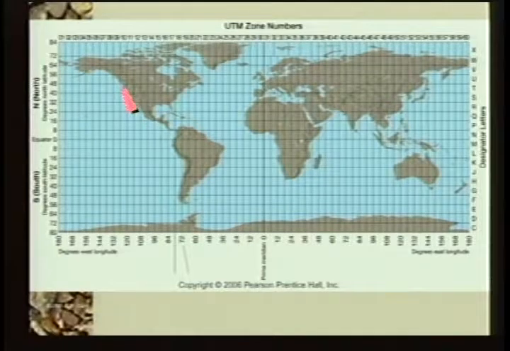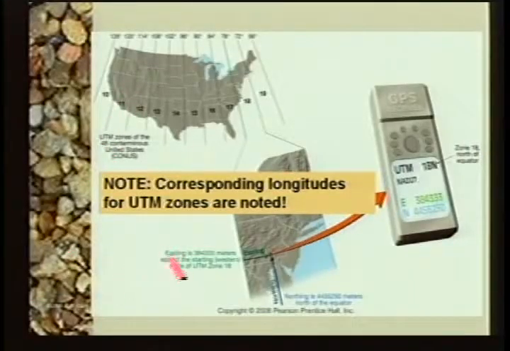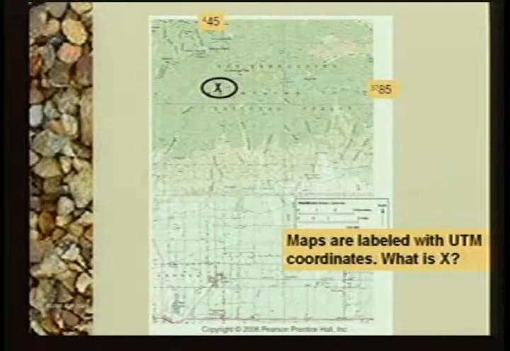We're interested in North America, so let's blow up this portion of the map and look at the system. Note that zones 10, 11, 12, 13, all the way here through zone 19 cover the continental U.S. Now, what's also nice about this is that we also have the corresponding longitudes for the UTM system located at the top of the map. Now, fortunately, the Universal Transverse Mercator System coordinates are usually labeled on maps. And here in this diagram, I've pasted them in because the original topo map somehow was printed without them.